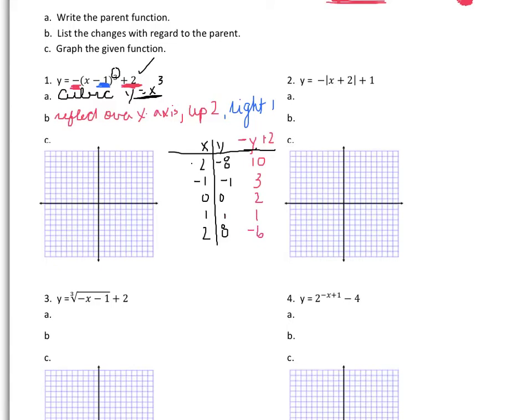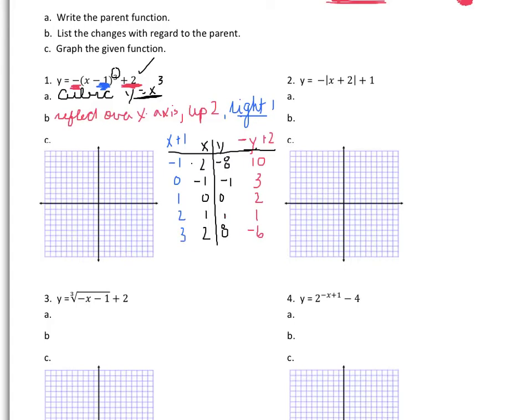Okay, now let's do what's affecting my x value. The only thing affecting my x value is this minus 1 in here, which is going to make it move to the right 1. So that's going to take our x value and add 1 to it to move it to the right. Let's figure out what that is. If I take -2 and add 1, that gives me -1. -1 plus 1 gives me 0. 0 plus 1 gives me 1. 1 plus 1 is 2. 2 plus 1 is 3. So this gives me my new values.